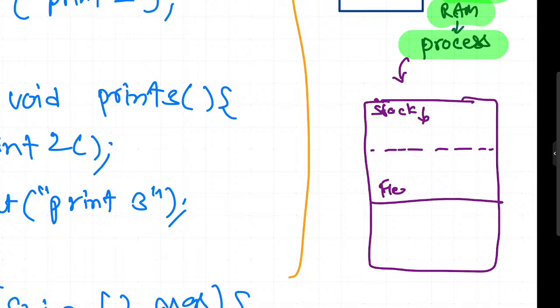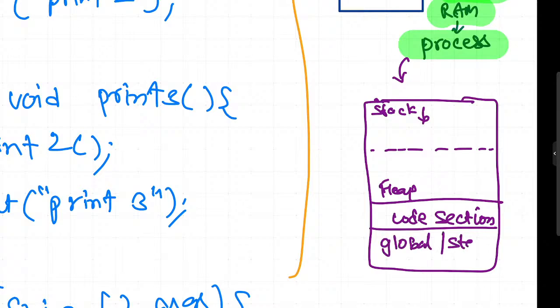In general, a process looks like this. And then you have the code section, you have global and static variables here. Your process in the RAM looks like this. The code that you have written generally resides in this particular code section.